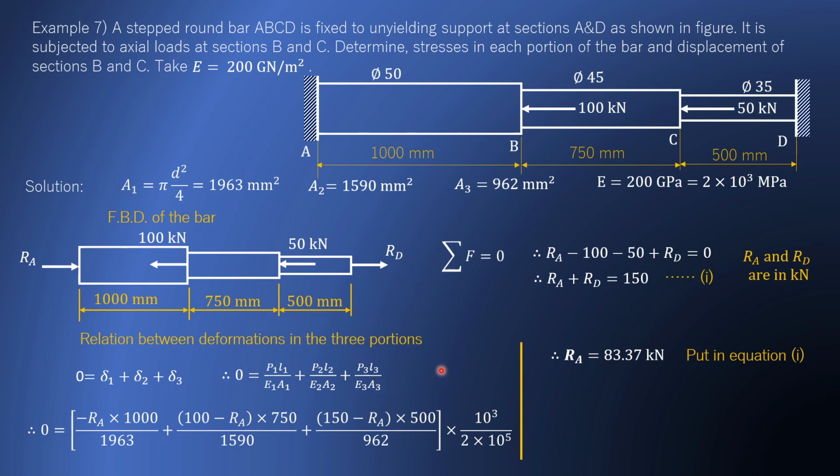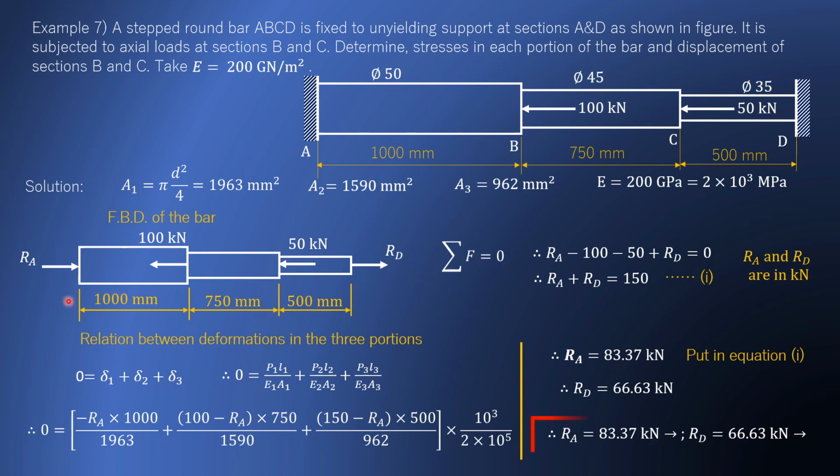Put RA in equation 1, so you will get RD. RD is 66.63 kilonewton. Now write the answer: RA is 83.37 kilonewton rightwards and RD is 66.63 kilonewton rightwards. We got positive answers, so the direction in the diagram is correct. So write the answer for reaction in magnitude and direction form.